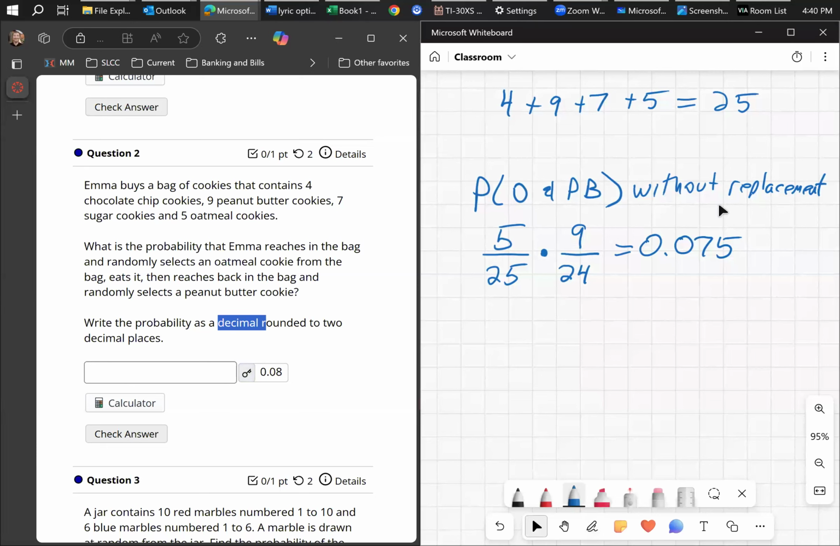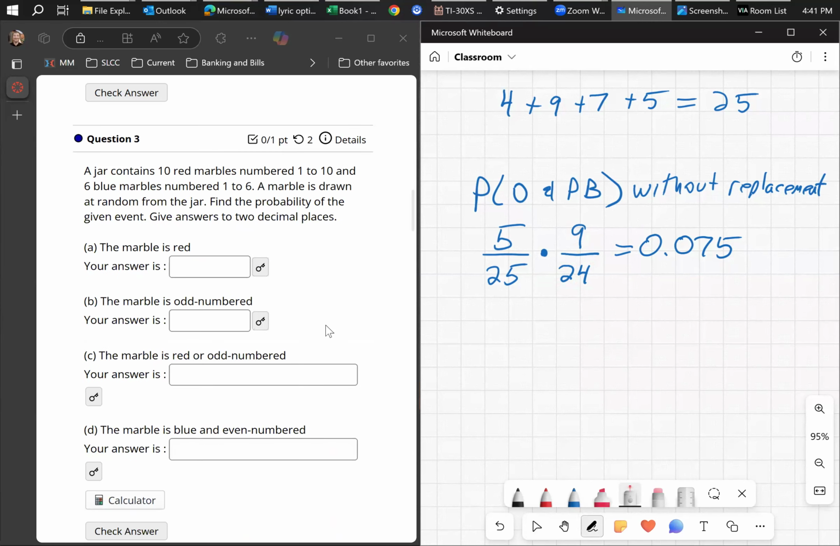All right, this is without replacement. Now, had she put the oatmeal cookie back, then when she reached for the peanut butter, there'd still be 9, but then there'd still be 25. So if it's with replacement, then the sample space doesn't change. If it's without replacement, the sample space changes, and you just have to keep track of the smaller and smaller numbers as she picks more and more cookies.